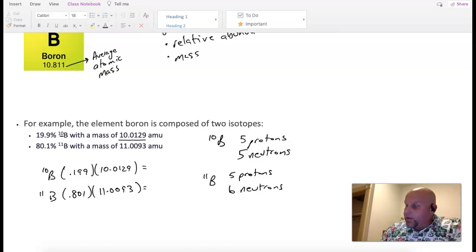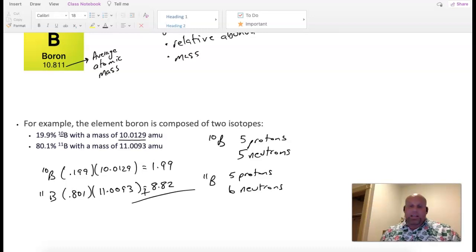And when I get those values, I'm going to get 1.99 here, round to 3 sig figs, and I'm going to get 8.82. When I've done that work, so now I've taken into account its abundance and its mass for that individual isotope, I'm then going to add those values up. So in this case, there's only 2 to add, but when I add these up, I get 10.81. And you see how close that is to the value listed on the periodic table, just a function of significant figures being the difference.